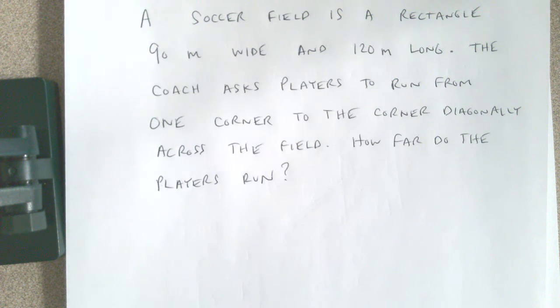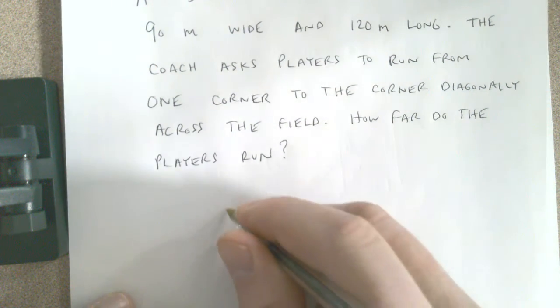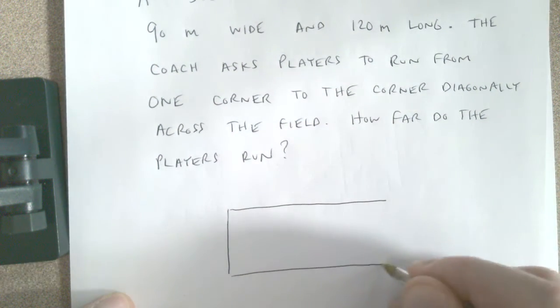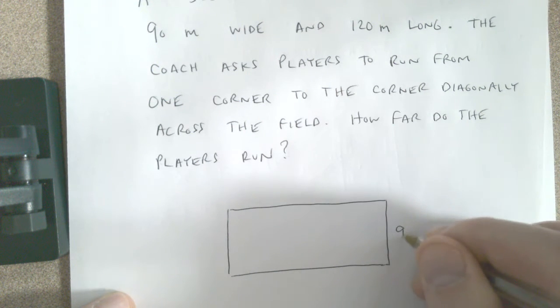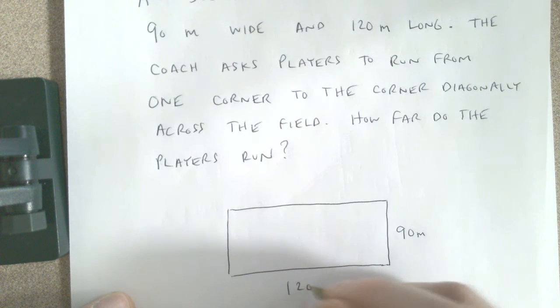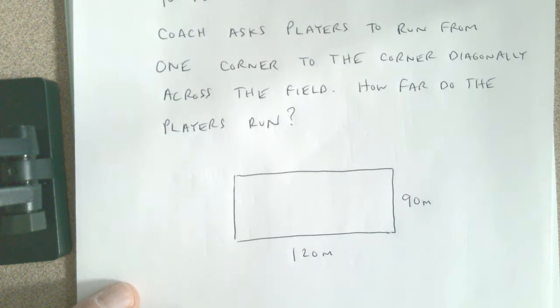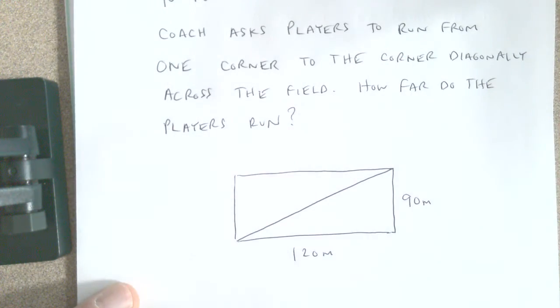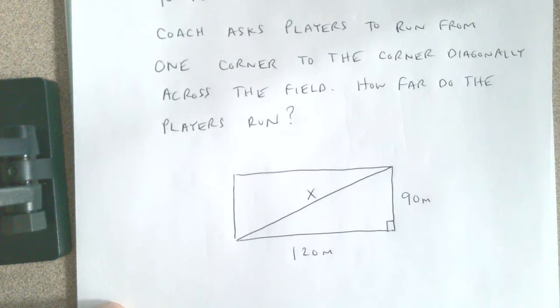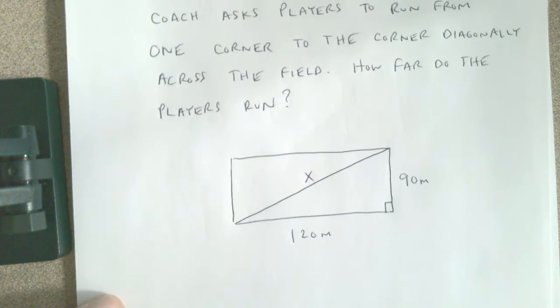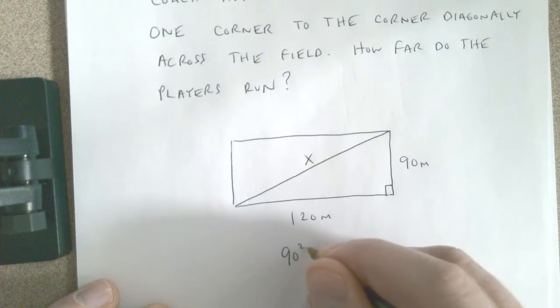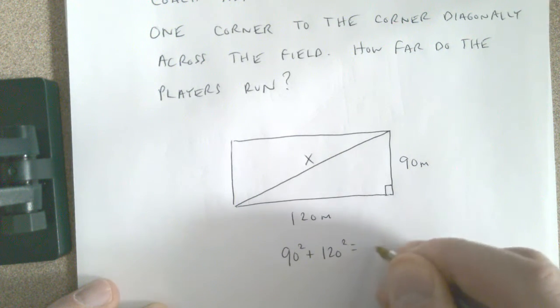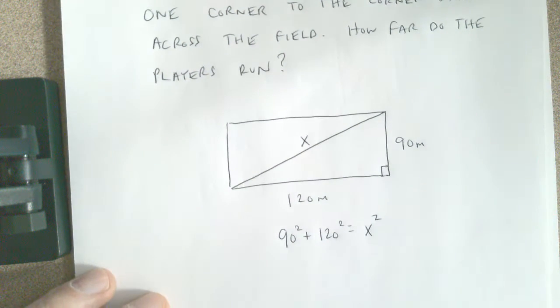So we've got a soccer field that's a rectangle that's 90 meters by 120 meters. So first thing I'm going to do is I'm going to draw my picture. So here's my soccer field, 90 meters wide, 120 meters long. We want to know how far they run if they're going from one corner to the other. We can call that x. Hopefully you see in your picture a right triangle formed. So we're going to do 90 squared plus 120 squared equals your x squared.